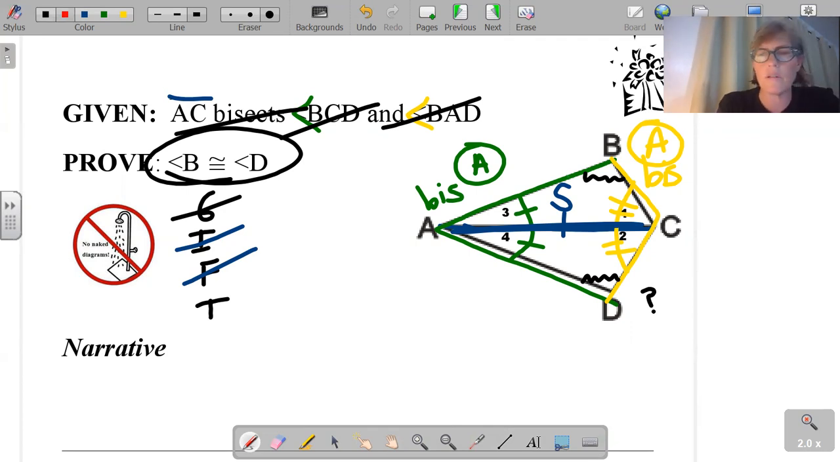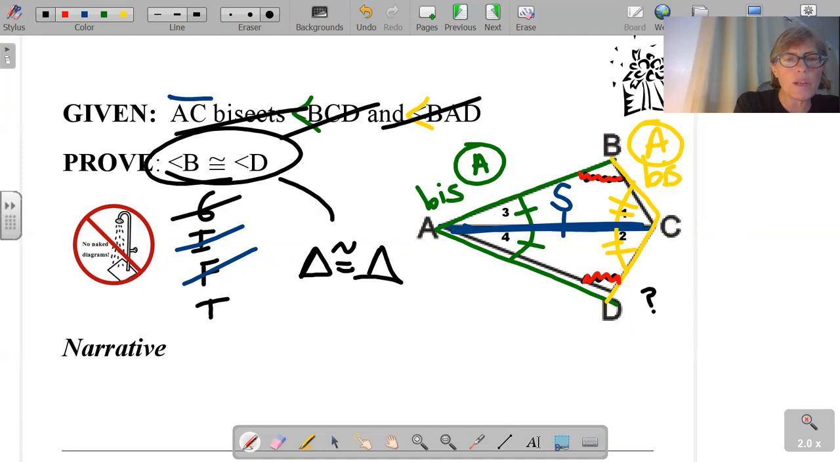Let me do this in red. B and D, congruent. The way we're going to do that is where if we can say that the whole triangles are equal, then we can say the parts are equal. So we first have to say the whole triangle is equal. Then we can say the parts are equal. And of course, the whole triangle is going to be equal by angle, side, angle. So we already know where we're going here.